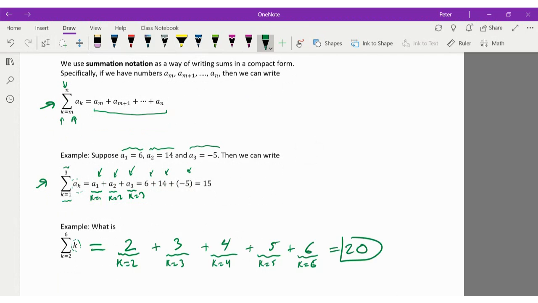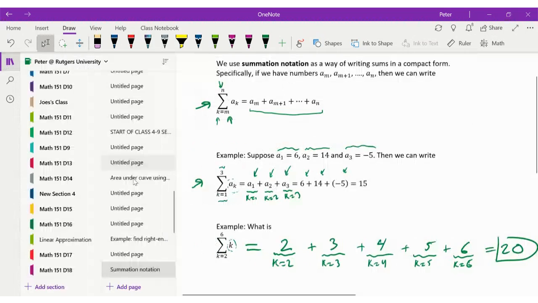Okay. So any questions about how that notation is used? All right. Let's go on.